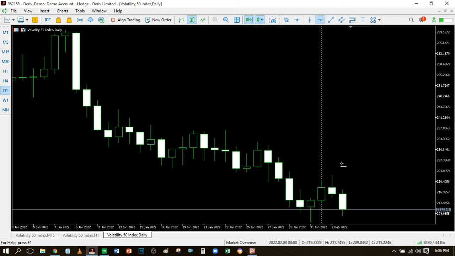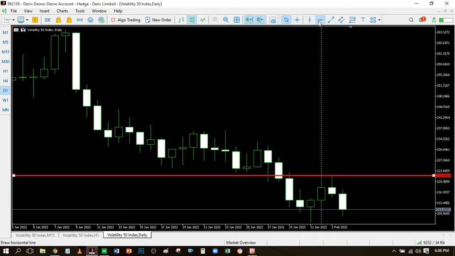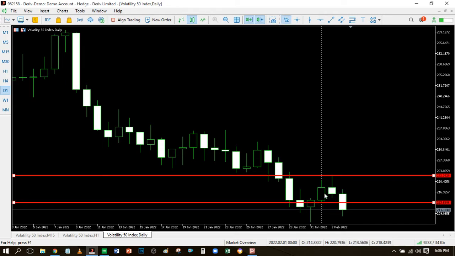Now I'll just use my line between this candle and this candle. You can see that this is the highest point, and between these two candles this other one is the lowest point. All right, now automatically I have set my range for the month.